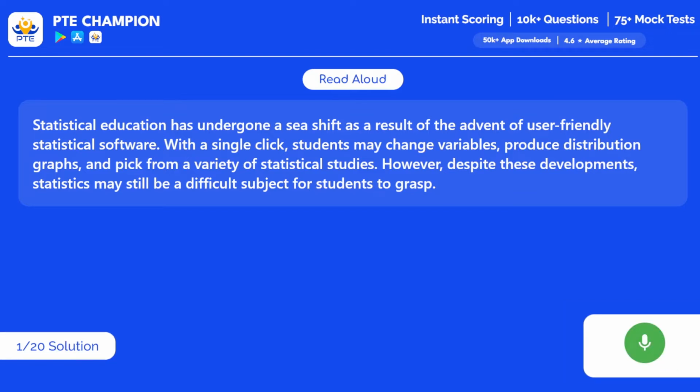Statistical education has undergone a sea change as a result of the advent of user-friendly statistical software. With a single click, students may change variables, produce distribution graphs, and pick from a variety of statistical studies. However, despite these developments, statistics may still be a difficult subject for students to grasp.